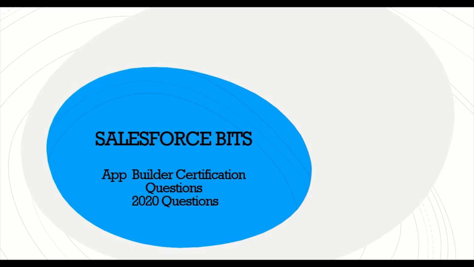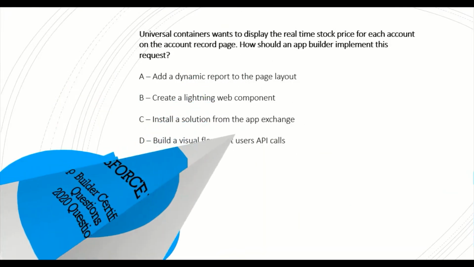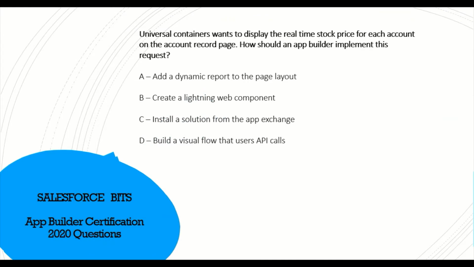Okay, now let's get started with the questions. First one: Universal Containers wants to display the real-time stock price for each account on the account page. How should an app builder implement this request? First one is add a dynamic report to the page layout. No, even if you add a dynamic report, there is no way you can get the stock information. I mean, there is no API call.